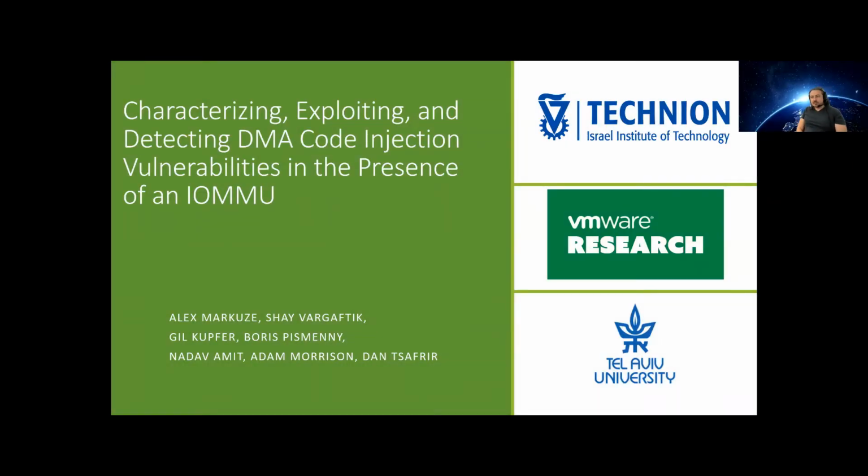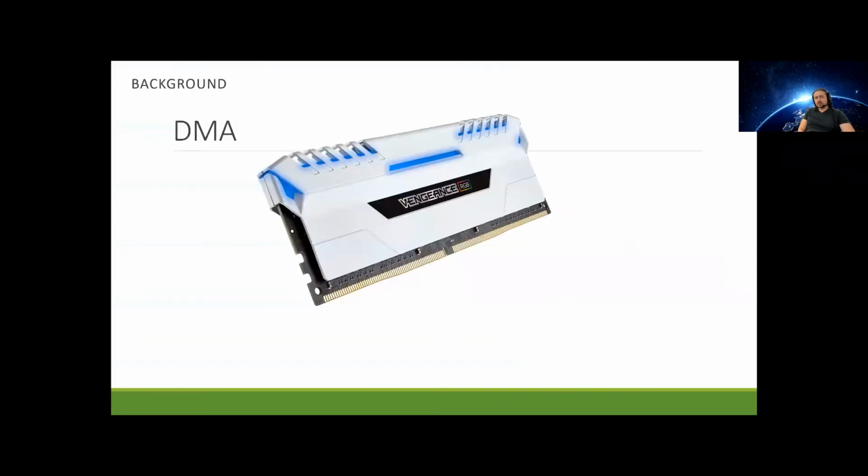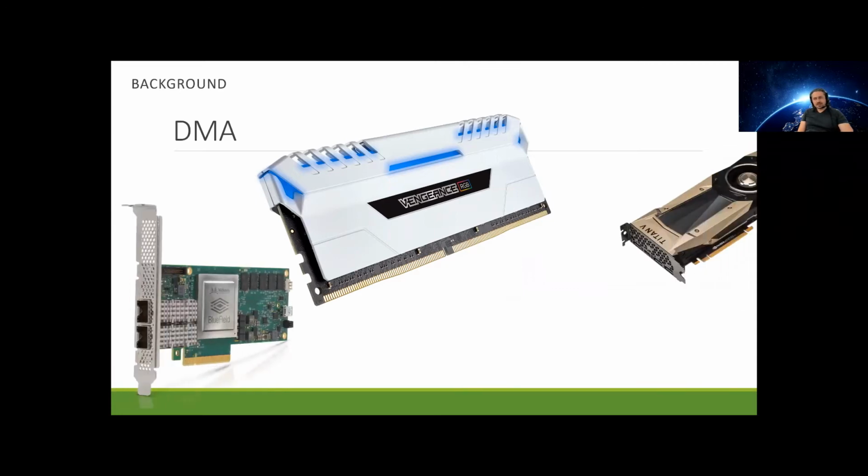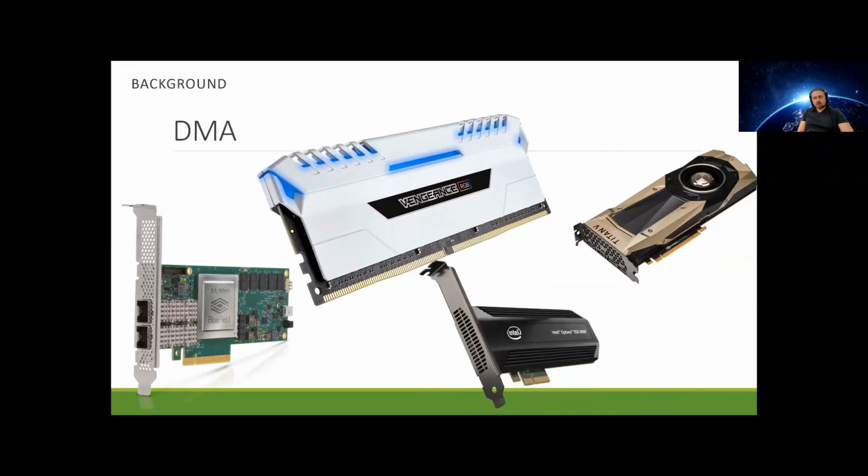Hi, my name is Alex, and I'll present our paper Characterizing, Exploiting, and Detecting DMA Code Injection Attacks in the Presence of an IOMMU. First, let's start with DMA. DMA, or Direct Memory Access, is a common hardware feature that allows an attached device to access the main memory without involving the CPU. That's devices like GPUs, SSDs, network cards, USB dongles, and many others.